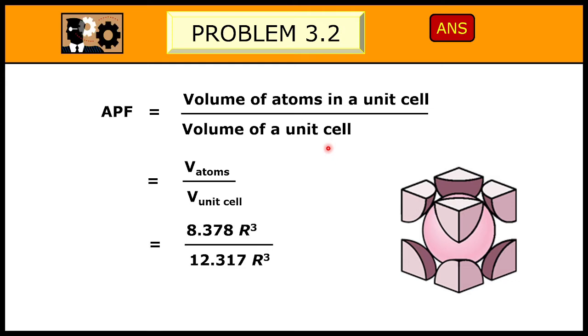Using the formula for APF, V atom is 8.378 r cubed and the volume of the unit cell is 12.317 r cubed, so it is equal to 0.68. This is how to calculate the APF for BCC.